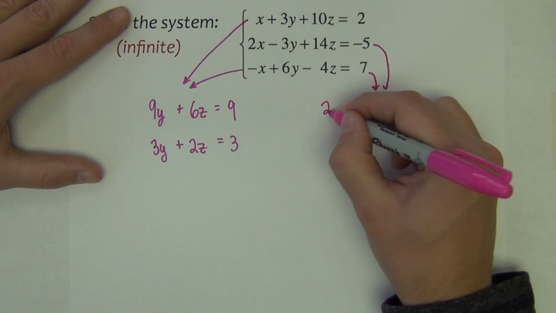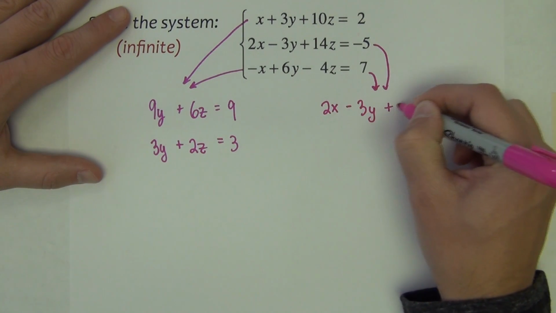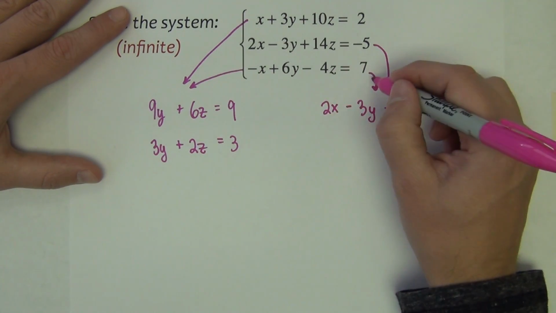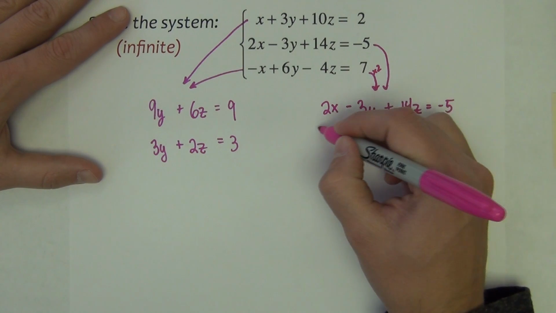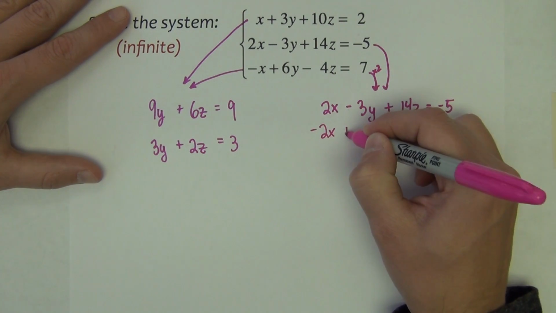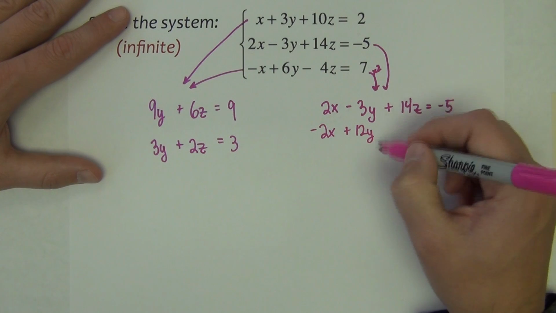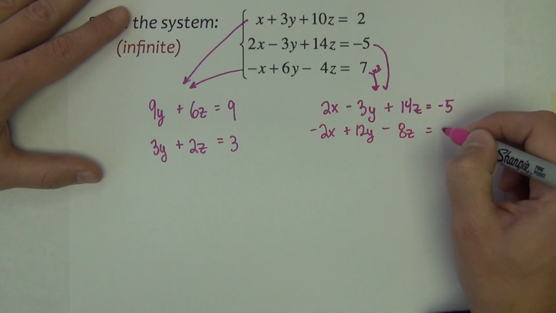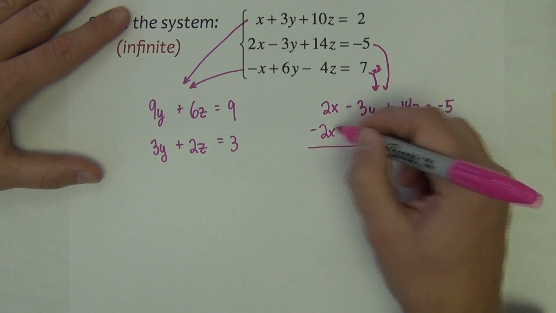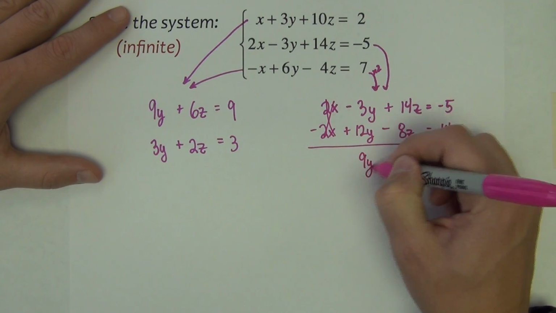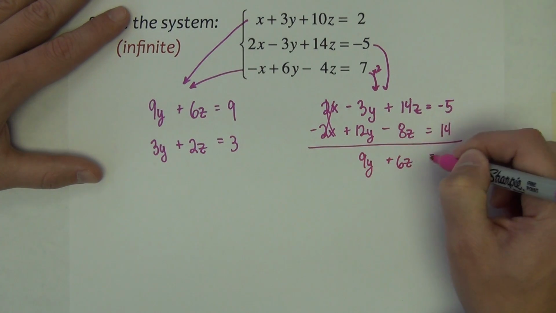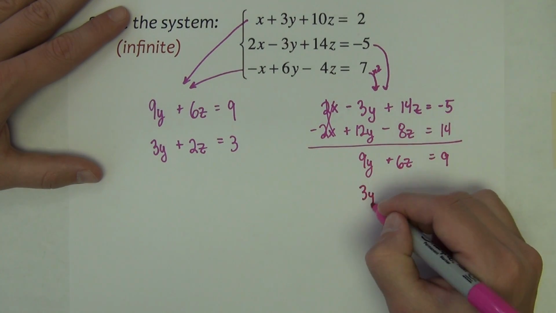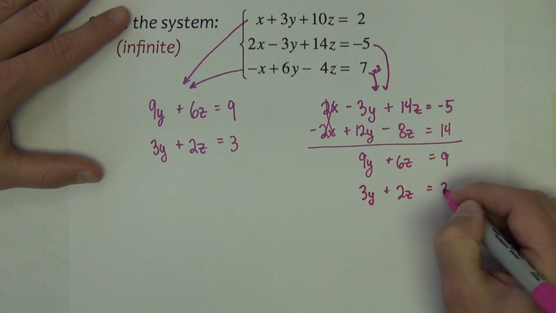The middle equation is 2x minus 3y plus 14z equals negative 5. The bottom equation, to cancel the x, would have to get multiplied by 2. So that would make negative 2x plus 12y, looks like minus 8z equals 14. X's cancel. We get 9y plus 6z equals 9. And if I divide that one by 3 to reduce it, I get 3y plus 2z equals 3.